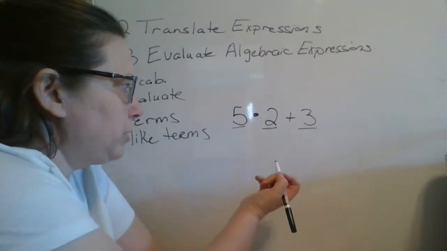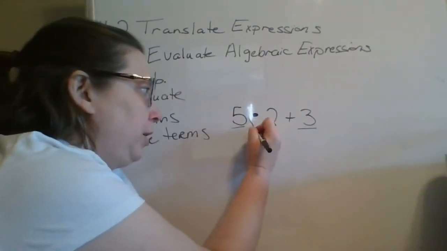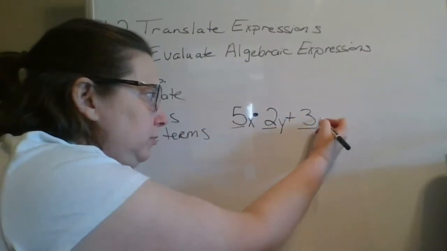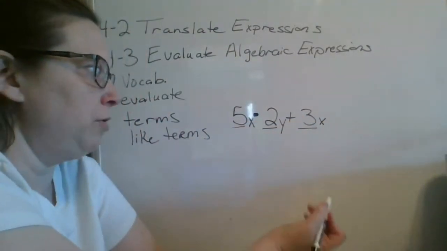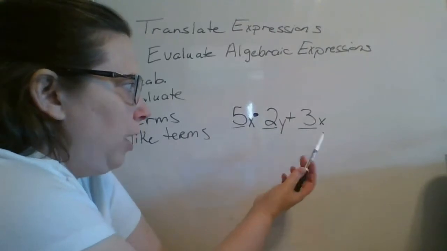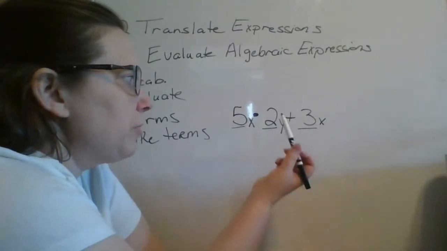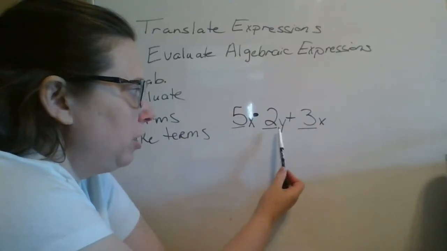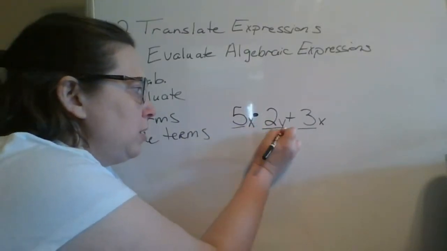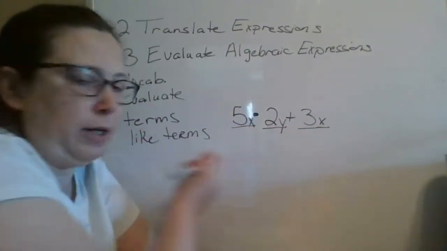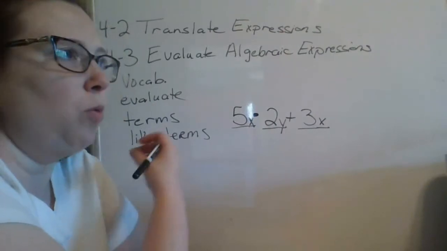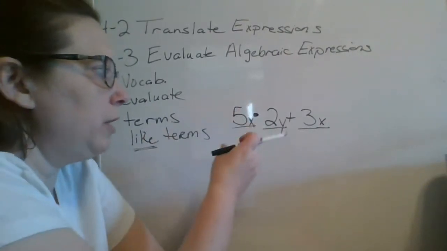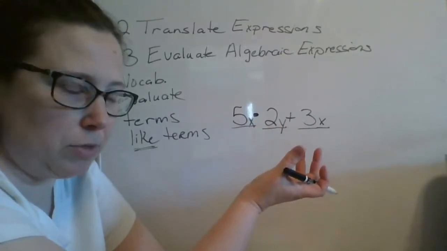With algebraic expressions, though, if we put in some variables here, so we have this now, 5x, 2y, and 3x. Now we still have 3 terms. 5x is 1, 2y is 1, and 3x is the third term. When we talk about like terms, we can think of all of our terms as being names.